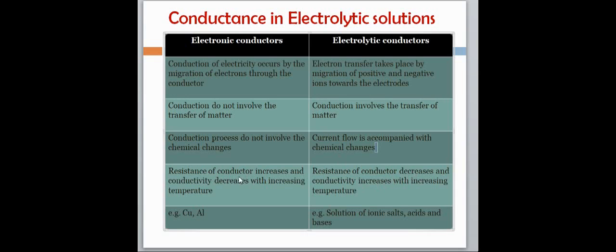Remember, in the electronic case, resistance of the conductor increased with increasing temperature, but here resistance decreases and conductivity increases. So with increasing temperature, the resistance and conductivity behave in an opposite manner in electronic conductors and electrolytic conductors. That's the difference between electronic conductors and electrolytic conductors. It's quite an important question, a potential question for 2 marks. That's why I've put there 4 points with an example.